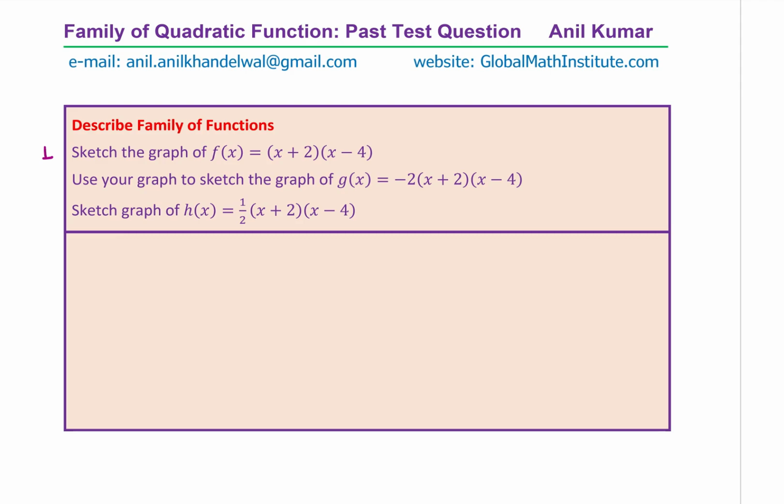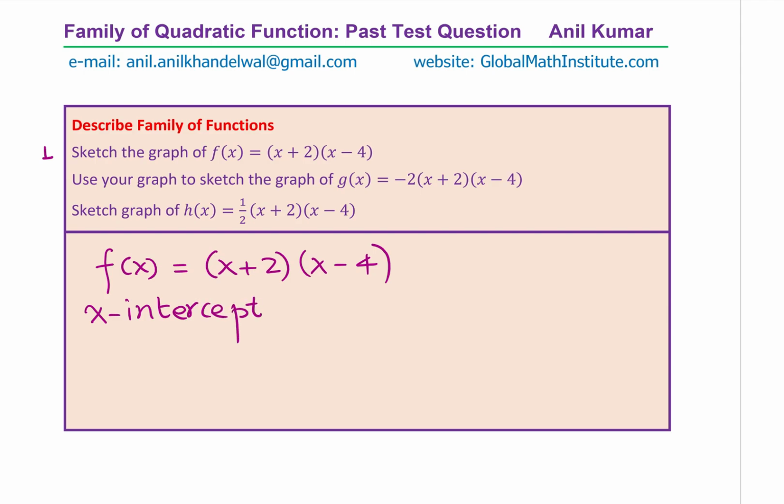Now you can very clearly see that the very first function is f of x, which is given to us as x plus 2 times x minus 4. To sketch this graph, we need to find the x-intercepts. So x-intercepts are at which point? Can you tell me that?